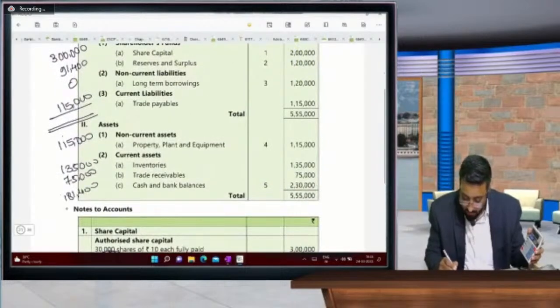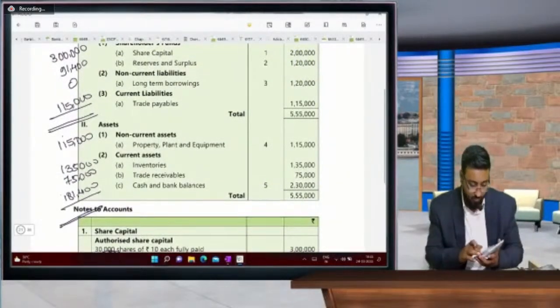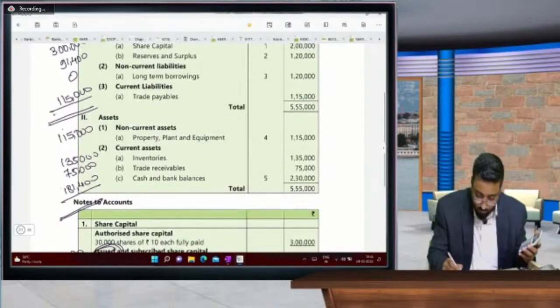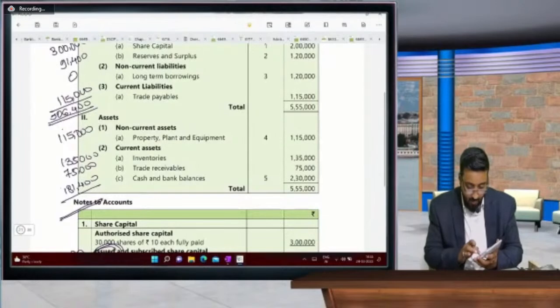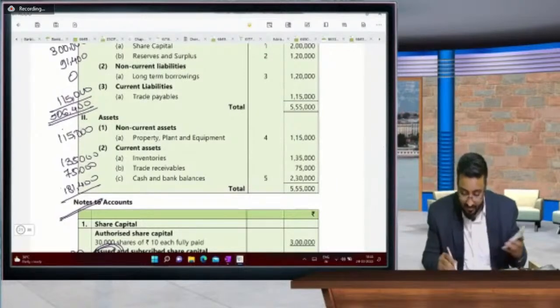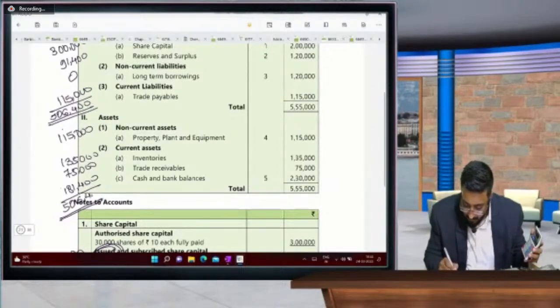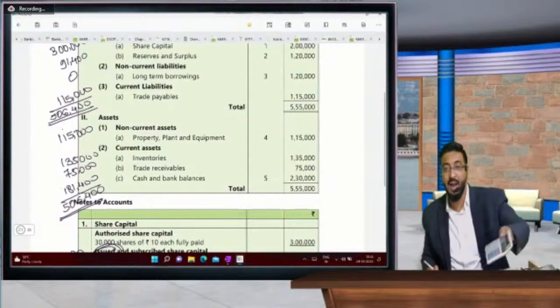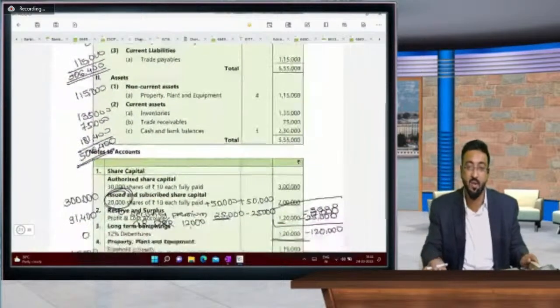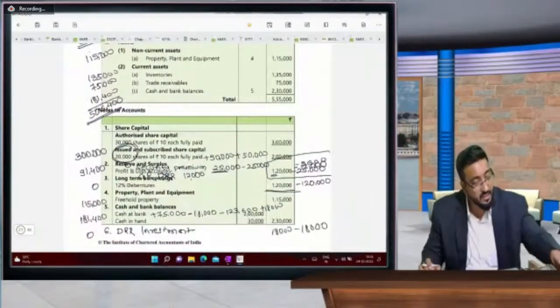Let's check whether my balance sheet is tallying or not. 300 plus 91.4 plus 115. 506,400. And let's check the other side. 115 plus 135 plus 75 plus 181.4. Yes! 506,400. My balance sheet is tallying at 506,400. Let's check the answer.